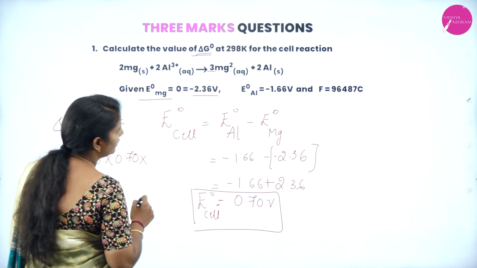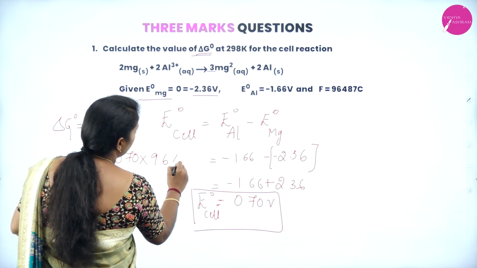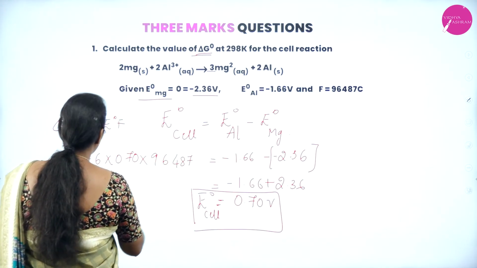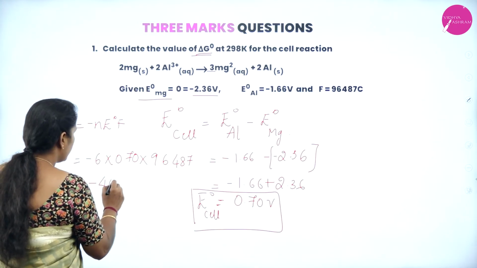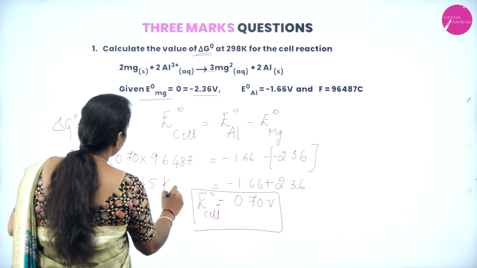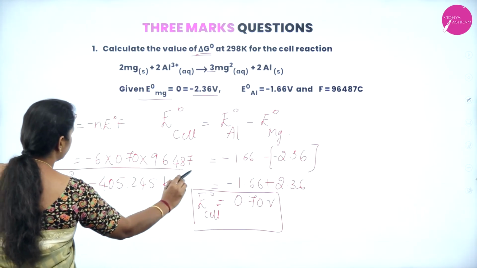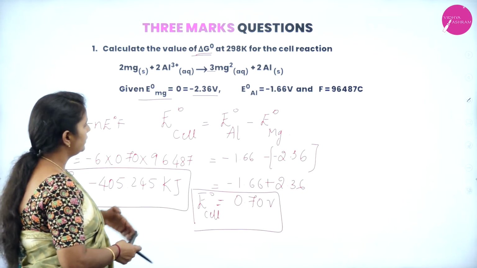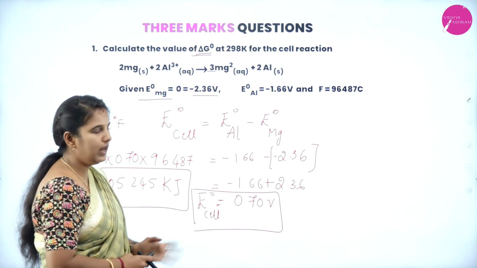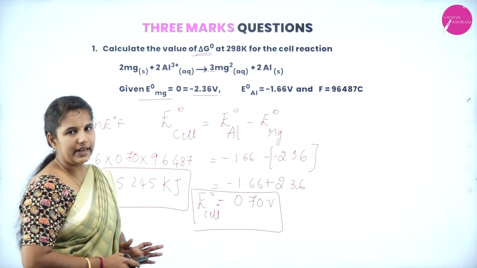0.70 into what is the Faraday's value? They have given 96,487 coulombs. Minus 405.245 kilojoules. So this is the delta G0 value. So first you need to calculate the E naught of the cell, then you need to calculate the delta G naught of the cell reaction.